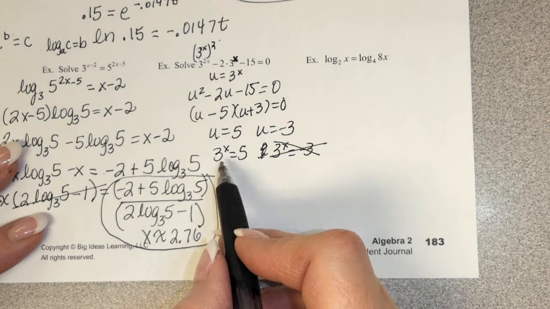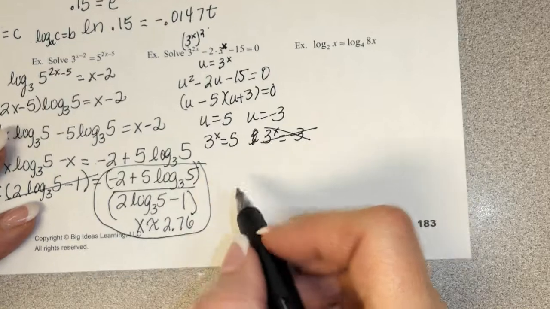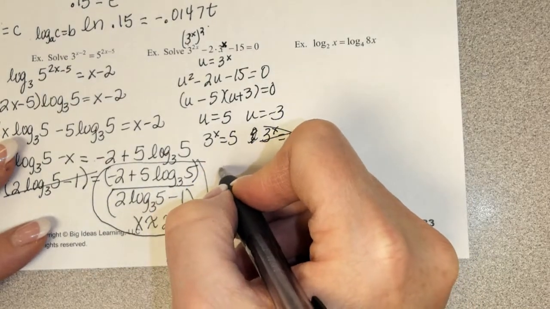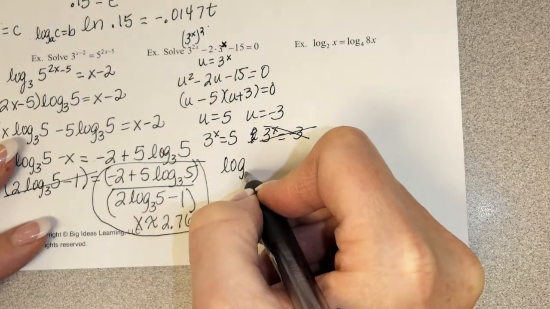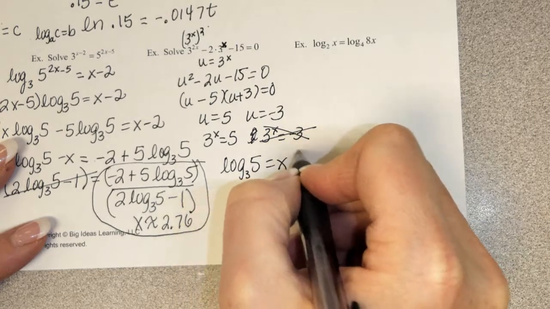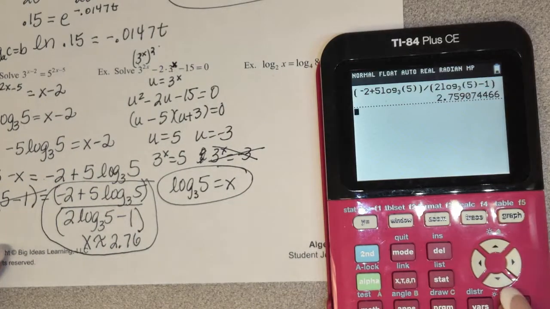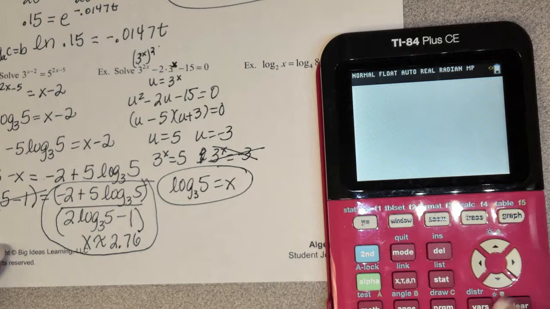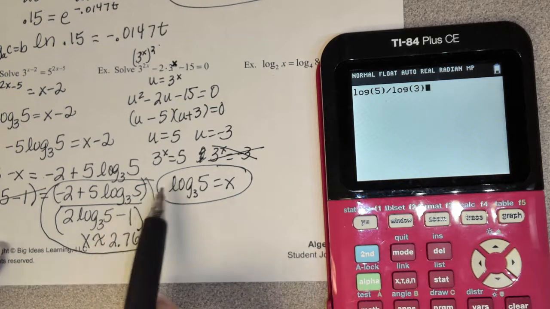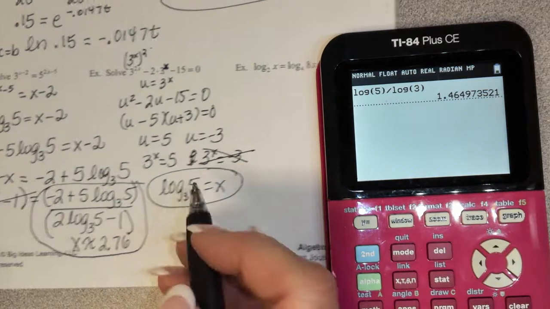What about this one, though? It does have a solution. Does anybody know how to find it? Tori? And how would it go? Log base 3 of 5. And that would be our answer. That's our exact answer. If I asked for the approximate, I can do it this way too: log 5 divided by log 3. Remember our change of base formula? And there we go. There's the approximation.